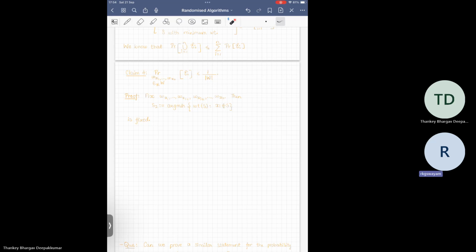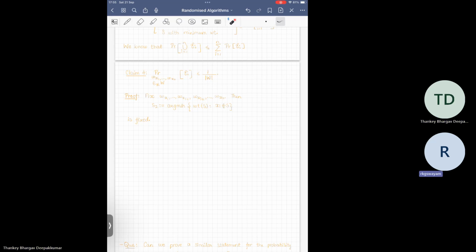Basically we have fixed the weights of all other elements except the weight of xi, and then I pick the set which has the minimum weight out of all the possible assignments. So yes, that is S2. Okay, but the question is, why is S2 fixed?